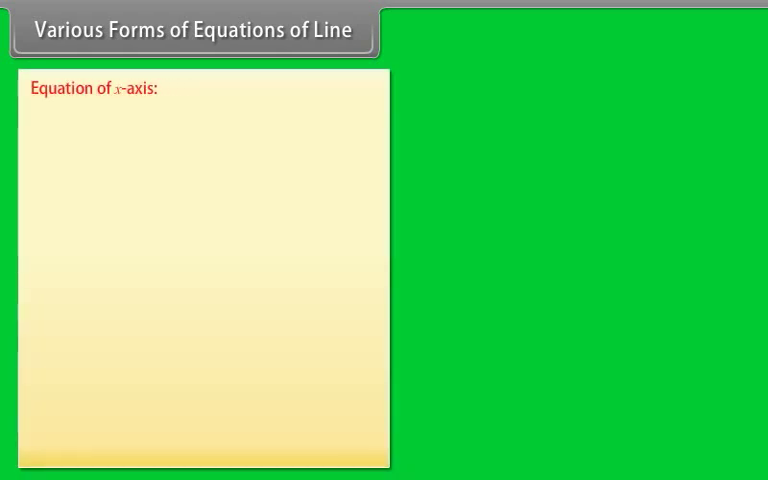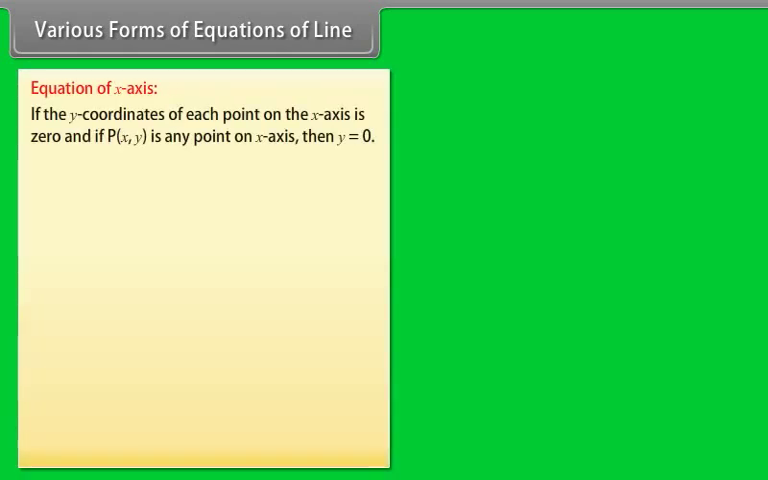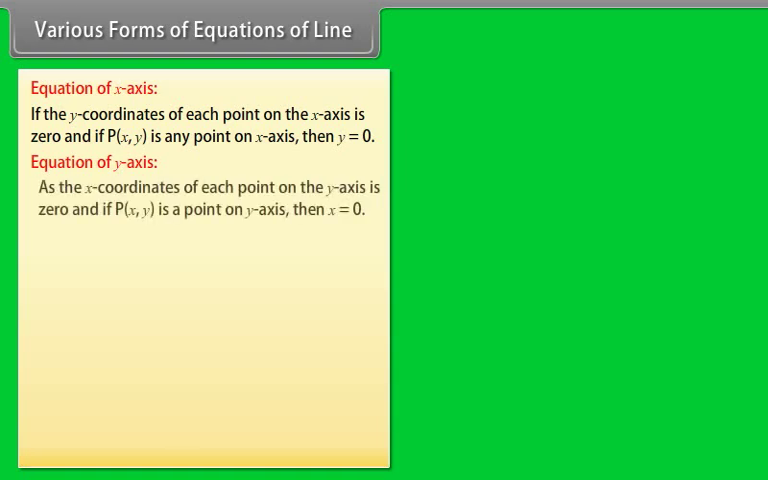Various forms of equations of a line. Equation of the x-axis: the y-coordinate of each point on the x-axis is 0, so if P(x, y) is any point on the x-axis, then y is equal to 0. Equation of the y-axis: as the x-coordinate of each point on the y-axis is 0, if P(x, y) is a point on the y-axis, then x is equal to 0.